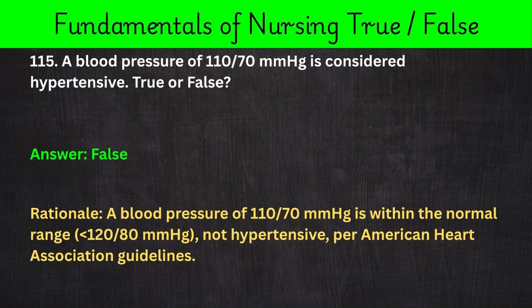115. A blood pressure of 110/70 mmHg is considered hypertensive. True or false? Answer: false. Rationale: A blood pressure reading of 110/70 mmHg is within the normal range, which is defined as less than 120/80 mmHg, according to the American Heart Association guidelines. Therefore, it is not considered hypertensive.